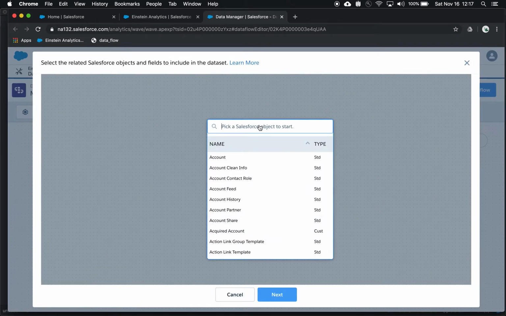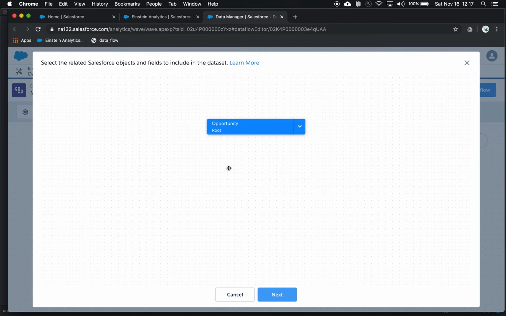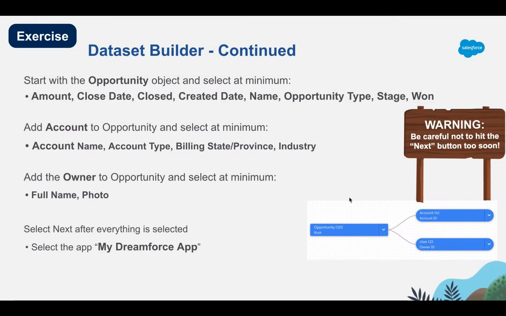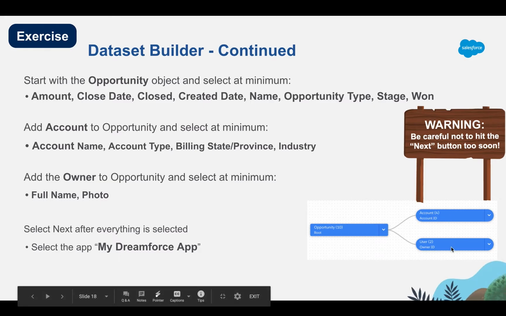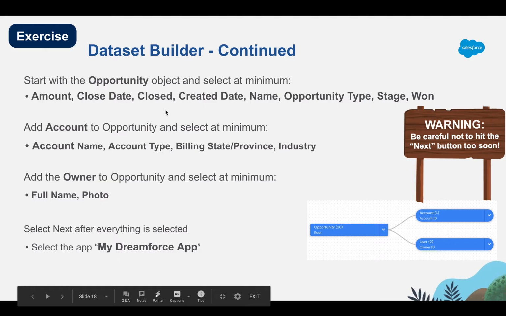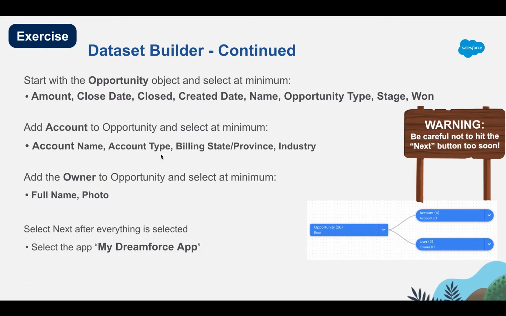Here I am with my view of the dataset builder, and if we remember the use case, it was centered around the opportunity object. While I'm using the dataset builder, be careful not to activate the next button until we are completely done with all of our activities. Here we can see our target structure using the opportunity object, the account object, and user data information. For the opportunity object, we're going to be grabbing these sets of fields, as well as these sets of fields for the account object and the full name and photo for the user owner object.